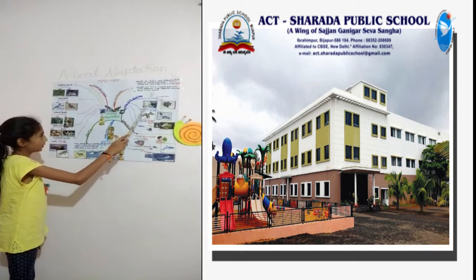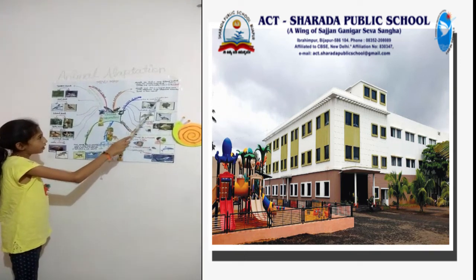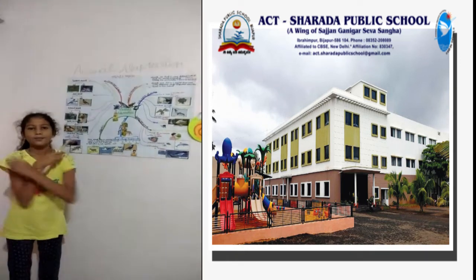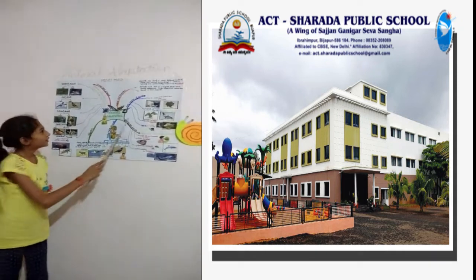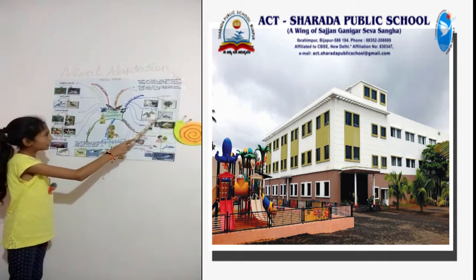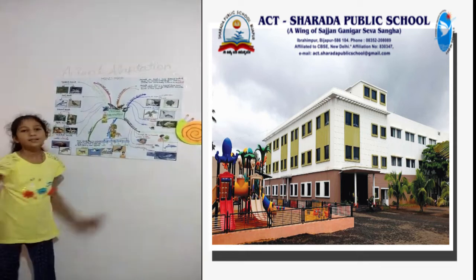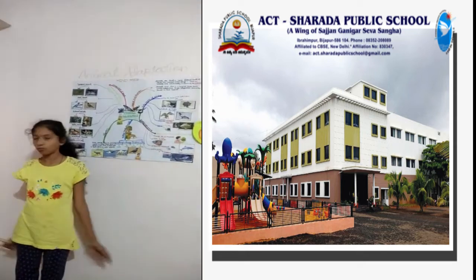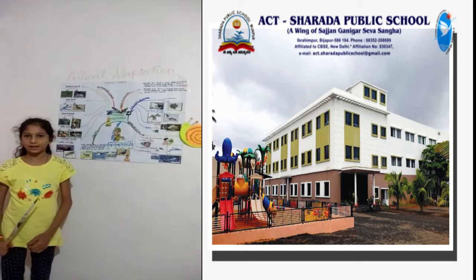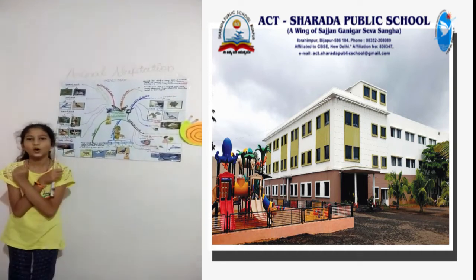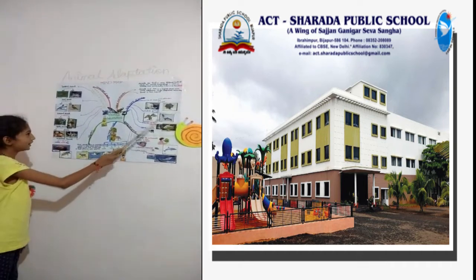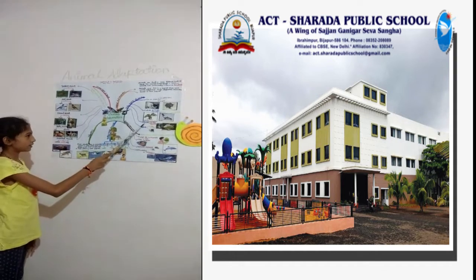Body coverings of animals. Fur or hair. Fur or hair helps them to stay warm. Example, polar bear, yak. Feathers. Birds have feathers which help them to fly and protect them against dust and cold. Example, eagle and pigeon.